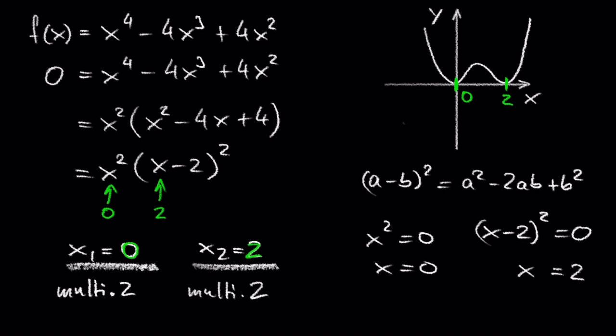For higher even powers like 4, 6, 8 and so on, the graph will still bounce off the x-axis. But the graph will appear flatter with each increasing even power as it approaches and leaves the x-axis. However, for odd powers 1, 3, 5 and so on, the graph will pass through the x-axis, but the graph will appear flatter with each increasing odd power as it approaches and leaves the x-axis.